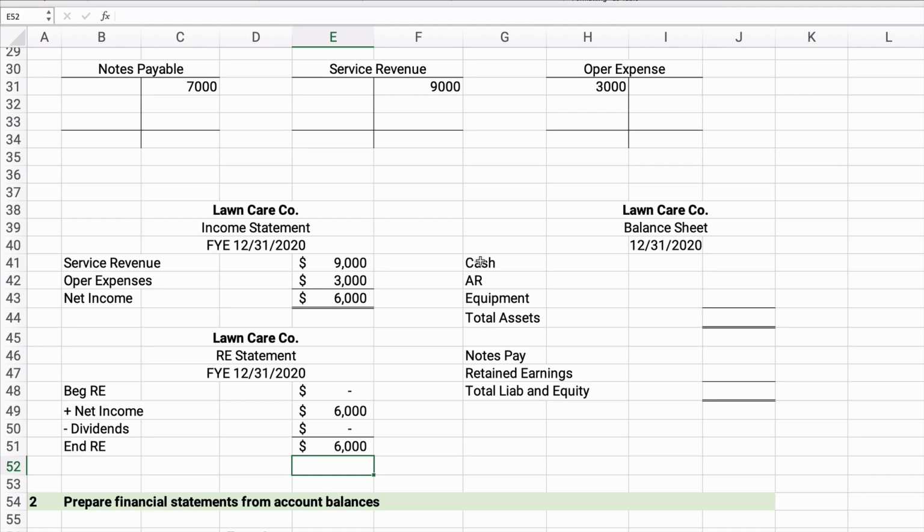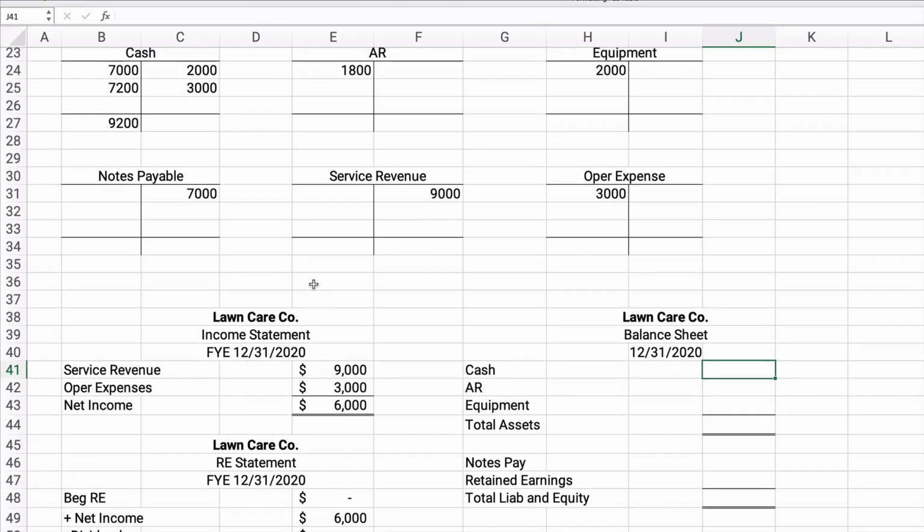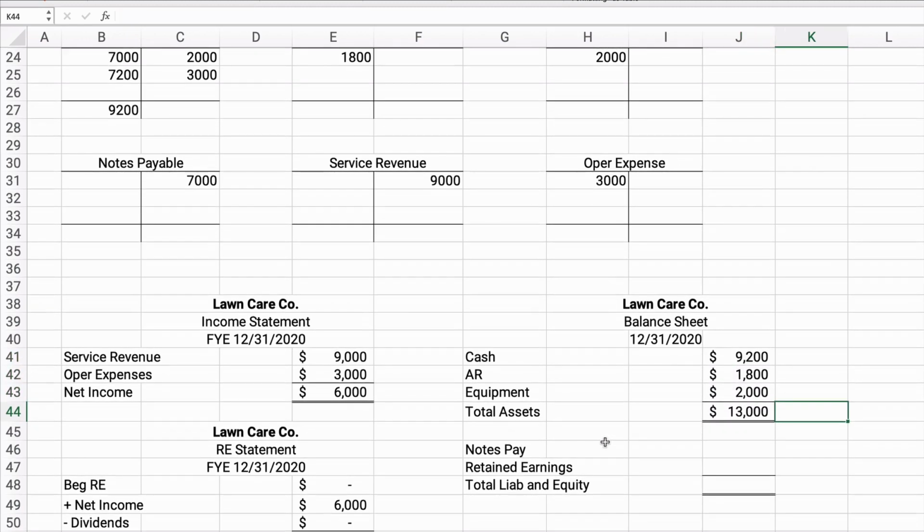Now I've gone ahead and put the 3 assets here, and the 3 assets, the total, if we look at the top here, the 3 assets are cash, which is 9,200. 1,800 is our accounts receivable. Our equipment is 2,000. So our total assets, we can add all this up. That's going to be 13,000 as our total assets.